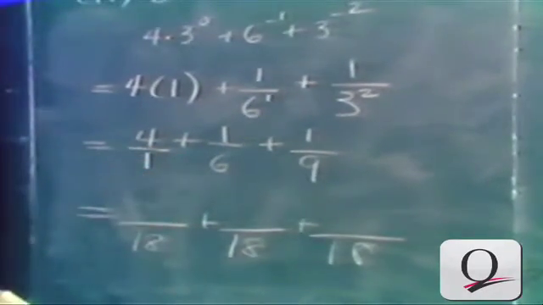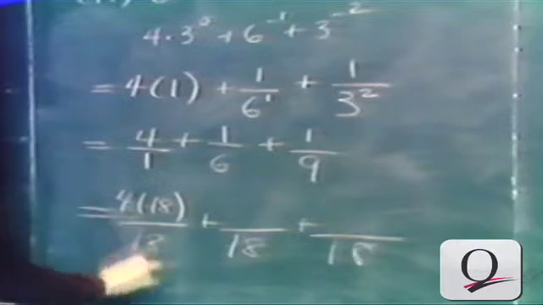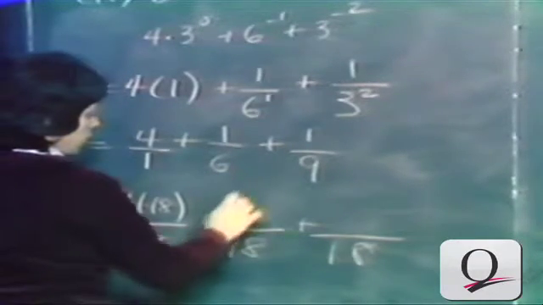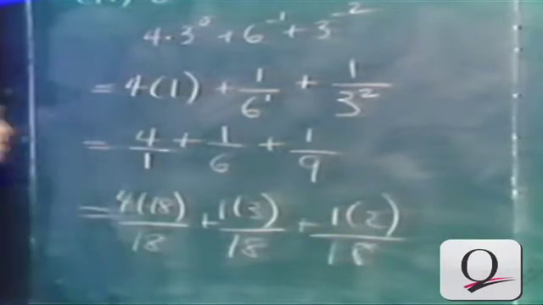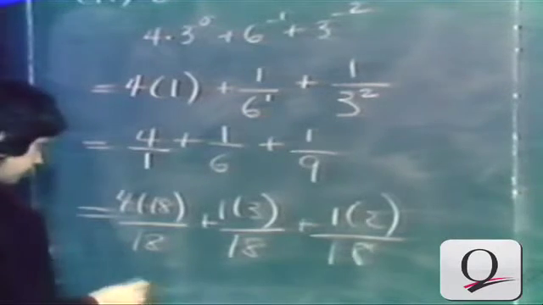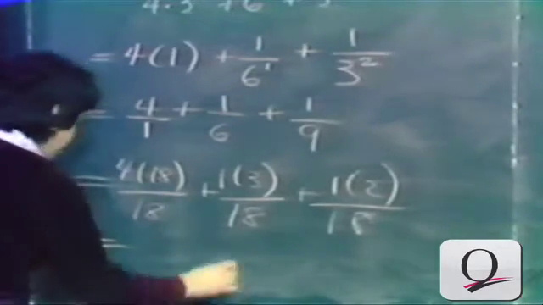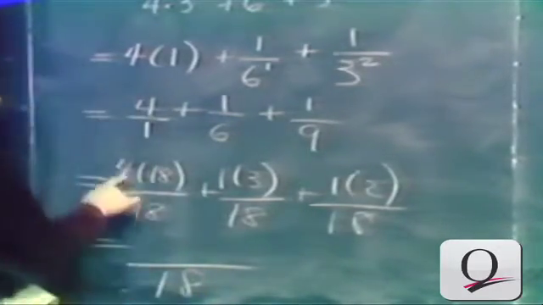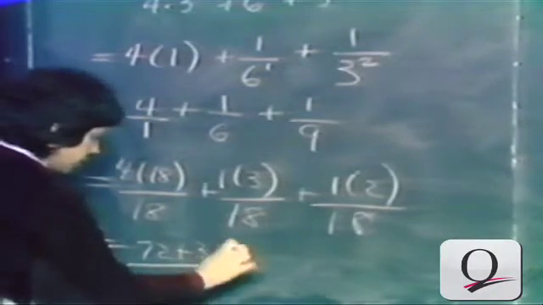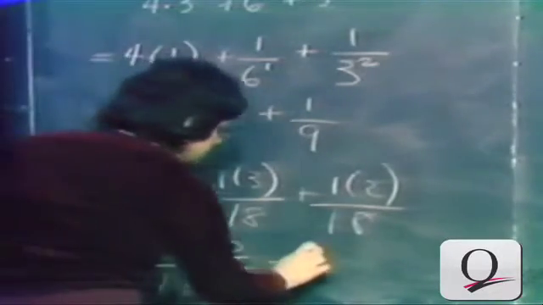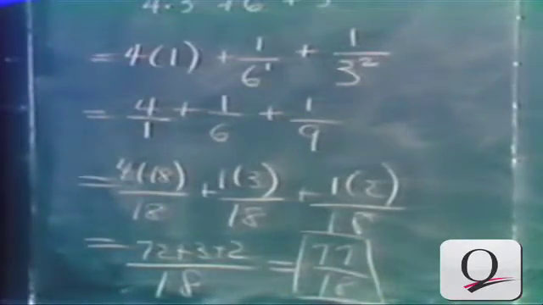This has denominator 1. So if we multiply the denominator by 18, we have to multiply the numerator by 18 as well. Here we multiply the denominator by 3, so we have to multiply the numerator by 3. Here we multiply the denominator by 2, so we have to multiply the numerator by 2. That gives us 4, and we can combine everything over the same denominator, 18. 4 times 18 is 72, plus 3 plus 2, for a total of 77 over 18. And that's as far as we go.